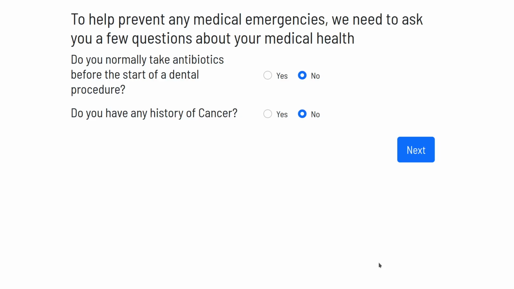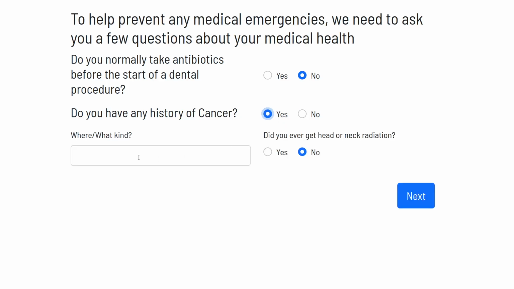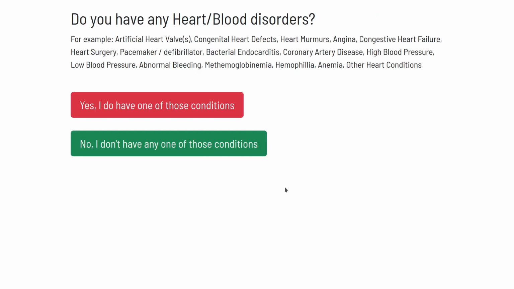Also, if they have a history of cancers, they may have had head and neck radiation as well, in which we have to limit the number of radiographs we can take. So if it says yes, what kind? So was it somewhere in the kidneys, or was it more of the actual in the head and neck area? We just wanted to know that ahead of time. So I'm going to say no.